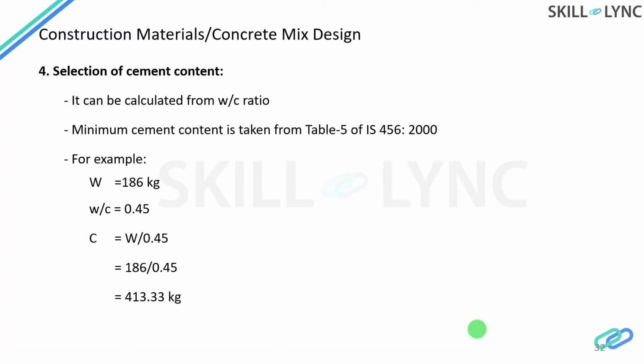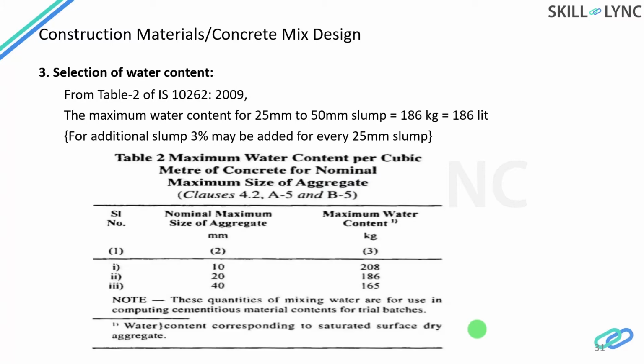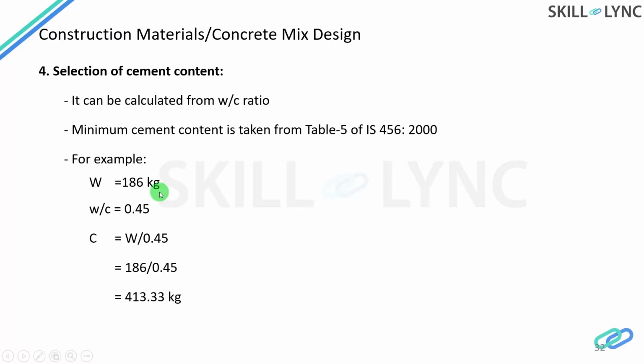So next is the selection of cement content. I have explained with an example how to calculate the cement content. This is calculated from the water cement ratio. The minimum cement content is taken from Table 5 of IS 456. So here W is equal to 186 and the water cement ratio is 0.45. For example, I have taken this. So the cement content is equal to 186 divided by 0.45, which is 413.33 kg. This is the cement content for this value of water cement ratio and W.